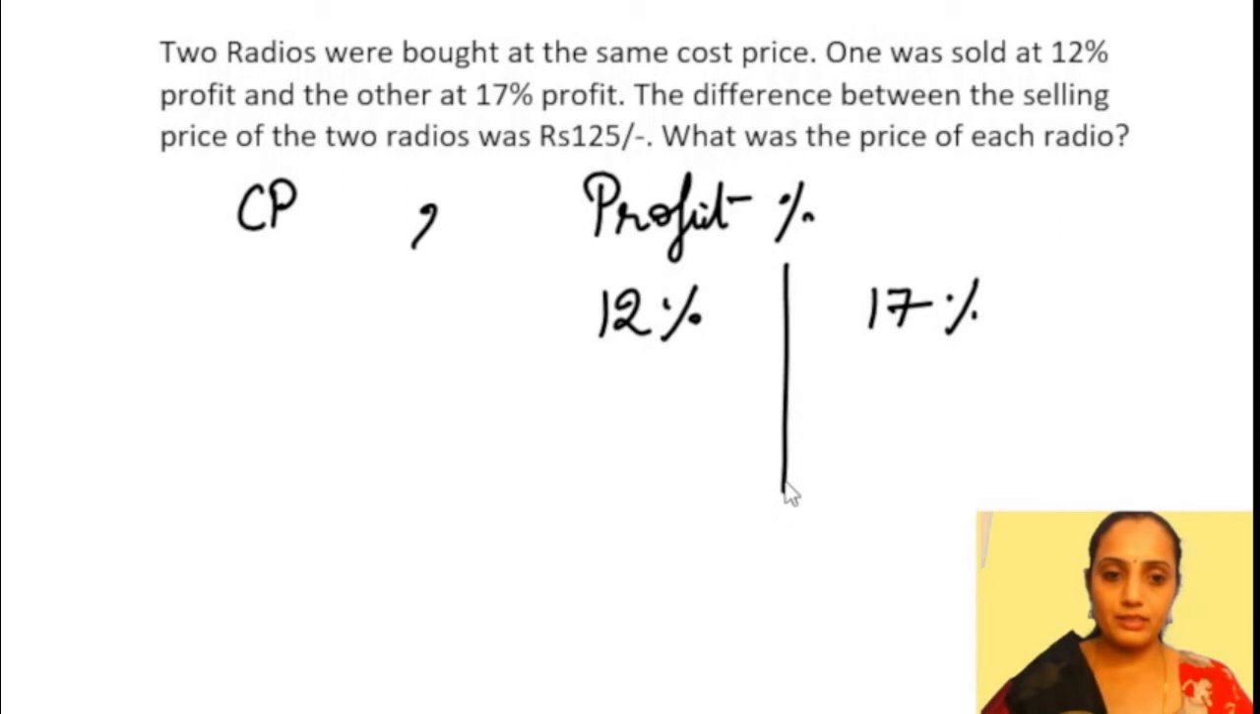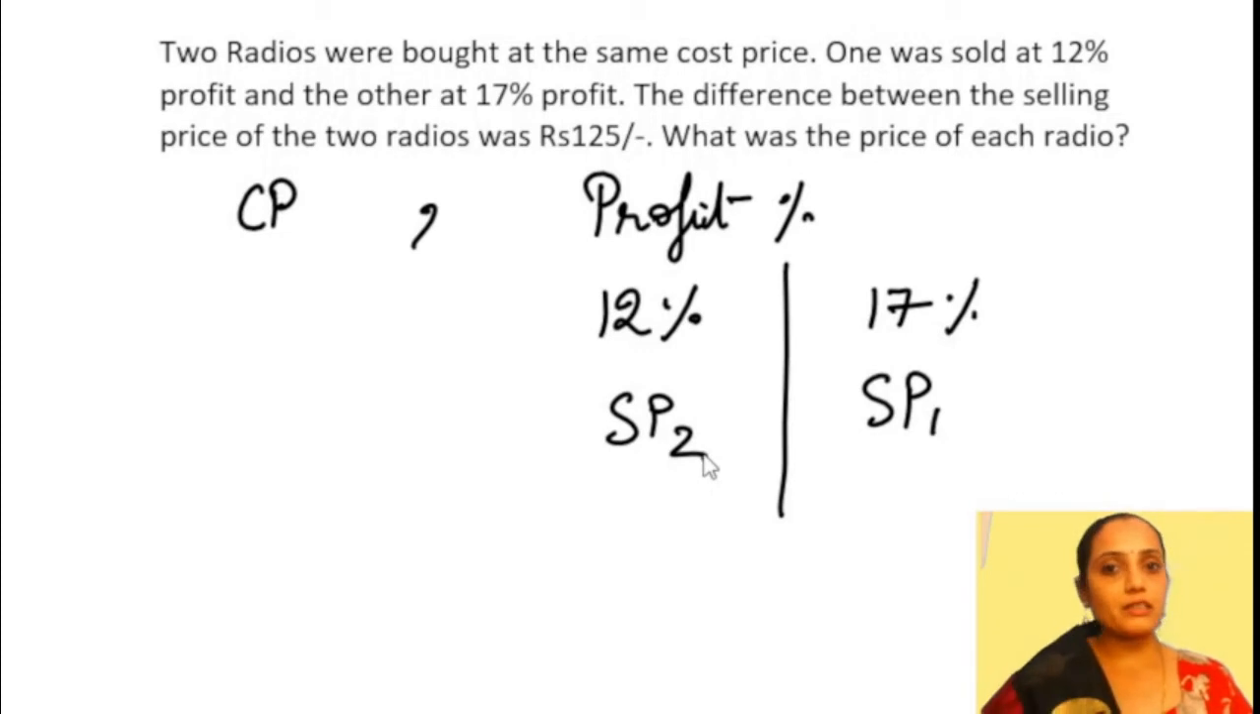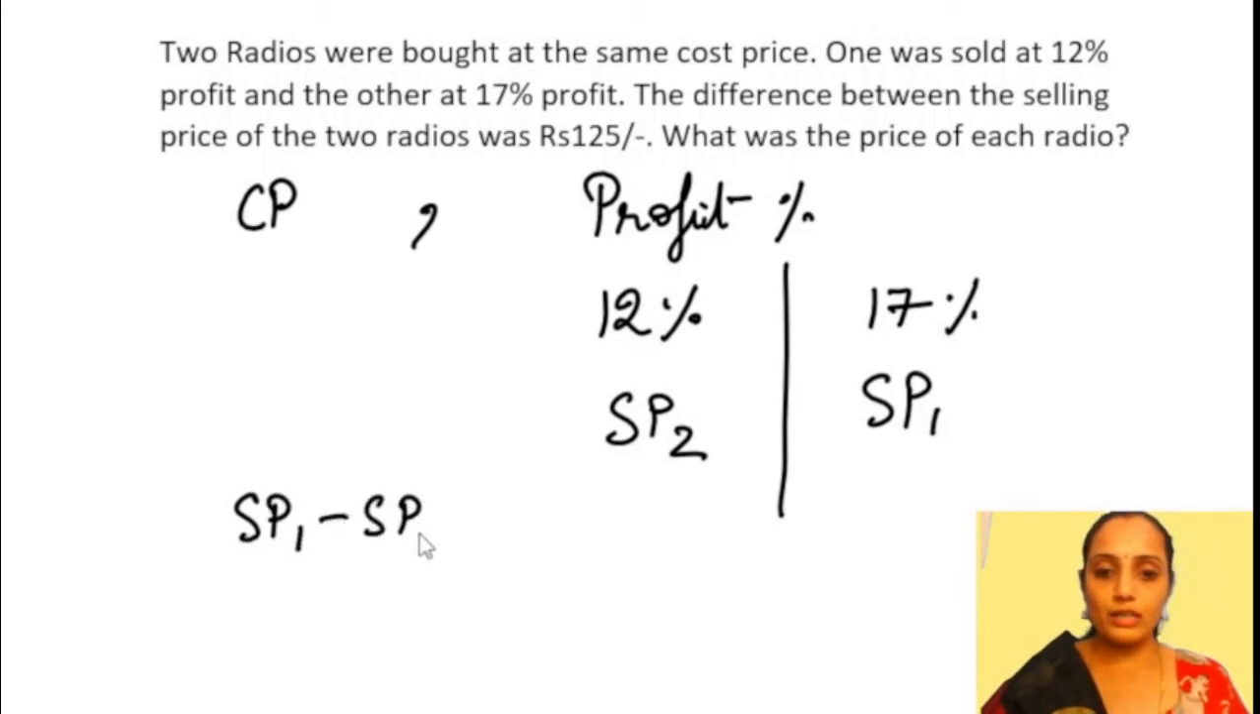So let's just write this. We don't know what is the selling price here also. So let's call this, the greater one SP1 and this lesser one SP2. Now it doesn't matter, you can write the other way around also. Okay, now the difference between the selling prices is 125 rupees. So here let's take the difference as SP1 minus SP2. That's only because 17 is greater than 12. That's it. Okay, so that is equal to 125.